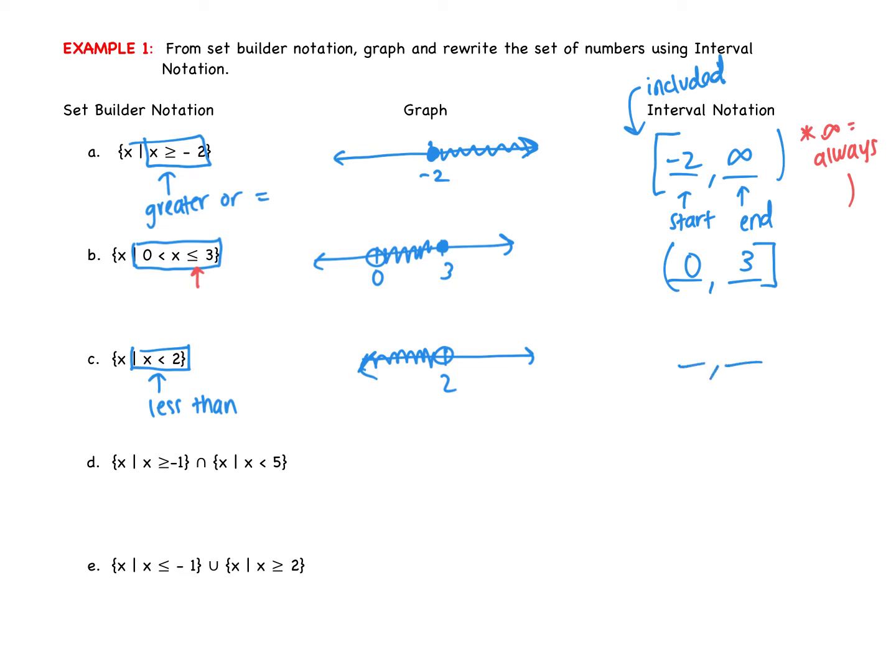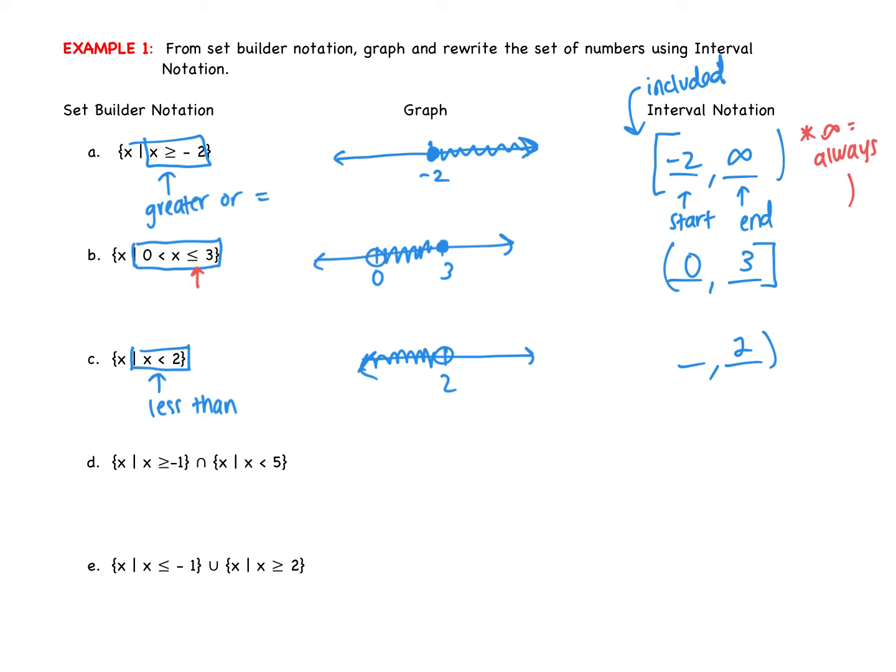This is normally the interval notation that people have the hardest time with. Is that 2 going to go in the first spot or the second spot? Second. It's where the shading ends. 2 is not included, so it gets a parenthesis.